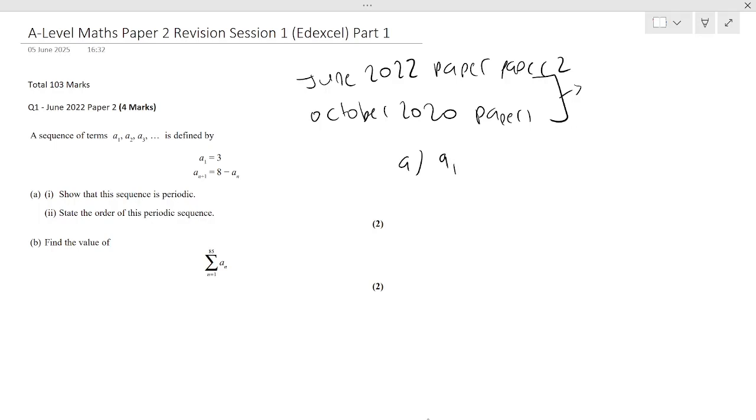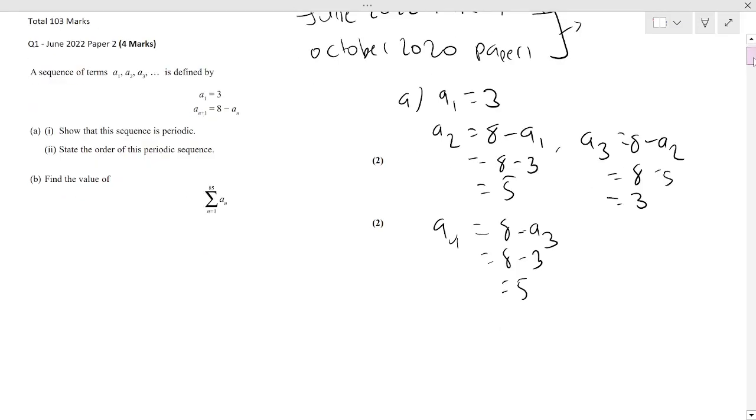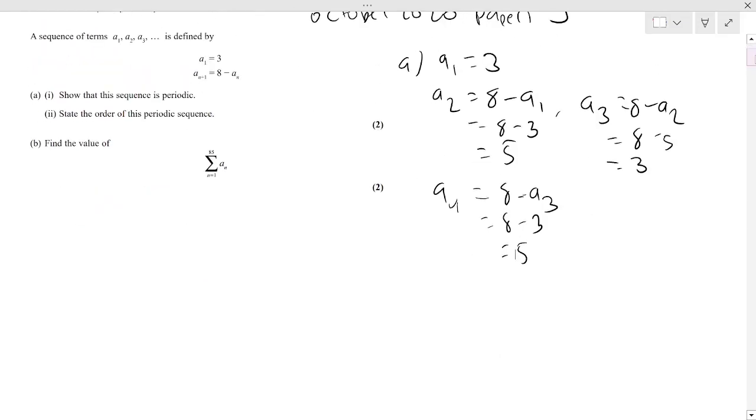So we already have A1 is 3. Then the next term, A2, is going to be 8 minus A1, which is 8 minus 3, and that'll be 5. Then let's have a look at A3. That'll be 8 minus A2, which is 8 minus 5, and that will get you 3. And then we can check the next one. A4 will be 8 minus A3, which is 8 minus 3, which is 5. And hopefully you spot there's a pattern, right? It's alternating between 3 and 5. So that means it's periodic because it's returning back to the same numbers.